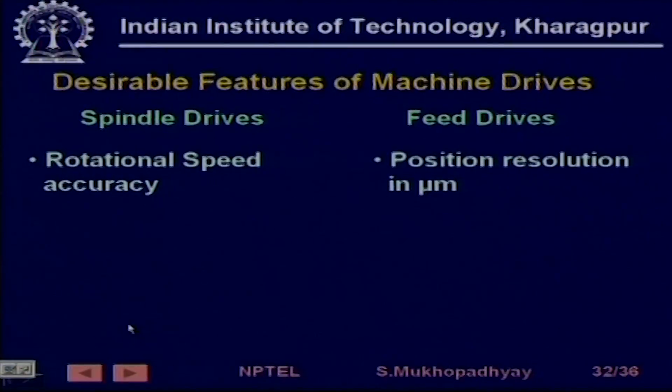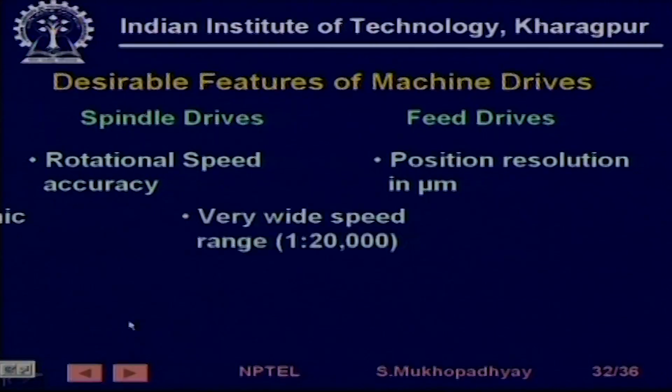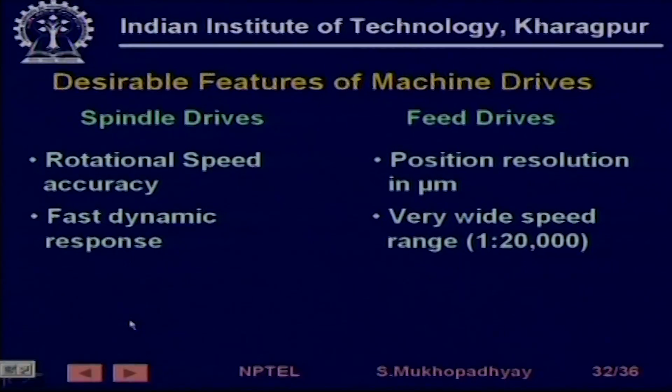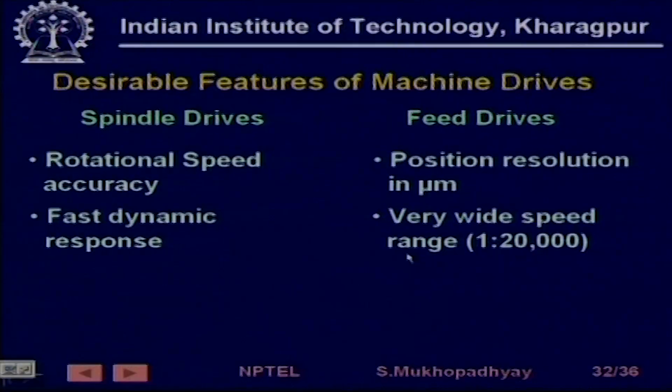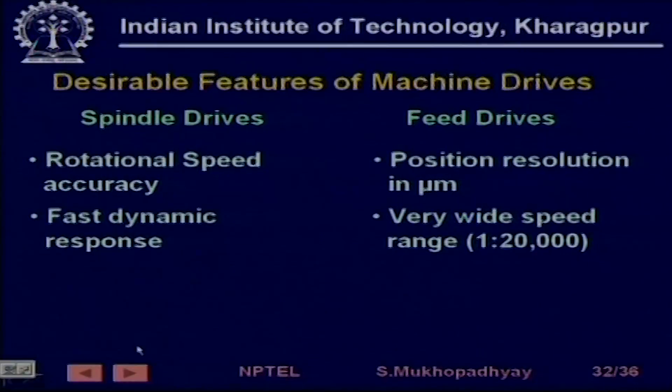So, the desirable features of machine drives are: the spindle drive should be accurate from the rotational speed point of view, while the feed drive should be very accurate in terms of position resolution, in terms of microns. Spindle drive should have fast dynamic response. On the other hand, feed drives could be operated in very wide speed ranges. For some materials they could move real fast, for some real slow, which also depends on other things like surface finish.